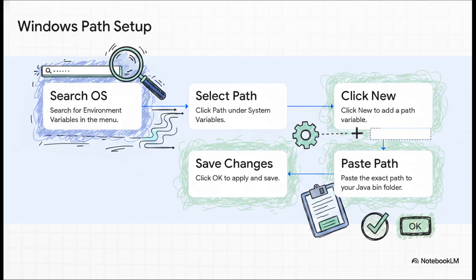You'll search your Start menu for environment variables, find the path variable in the system settings, hit New, and then, and this is the absolutely crucial part, you paste the exact file directory path leading all the way into the Java bin folder inside your program files. You have to go all the way to bin.